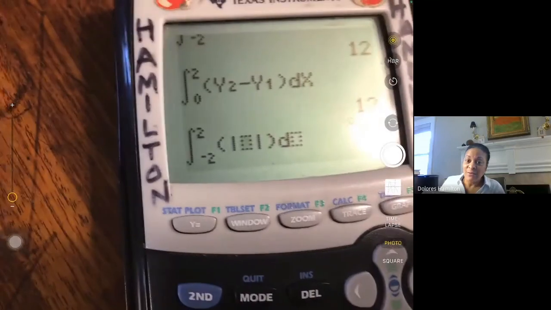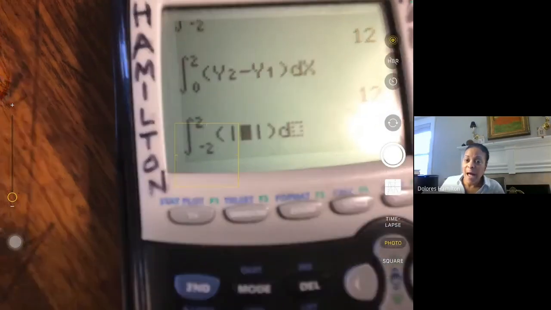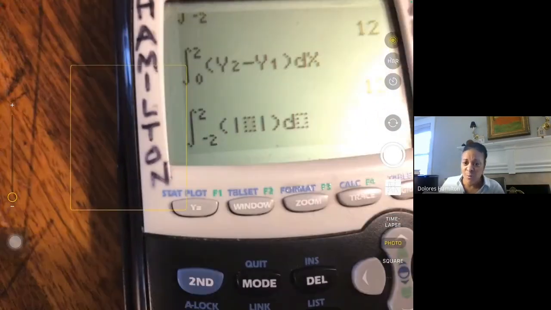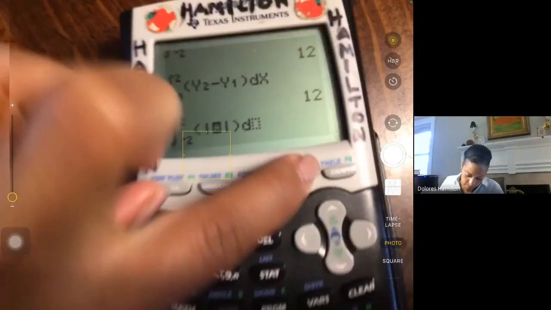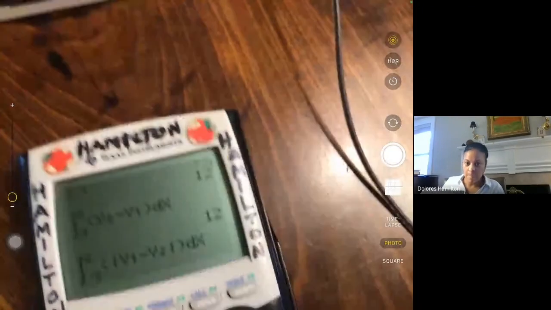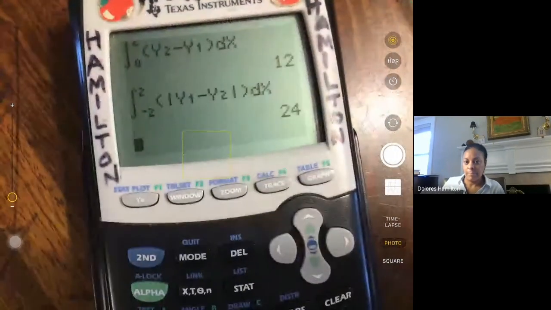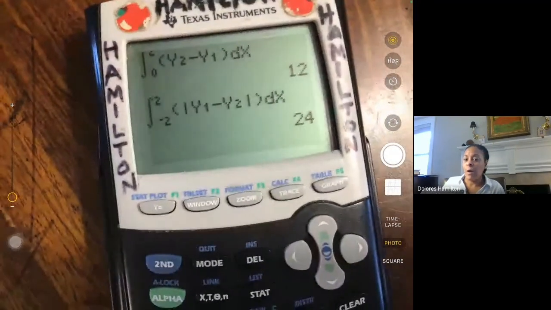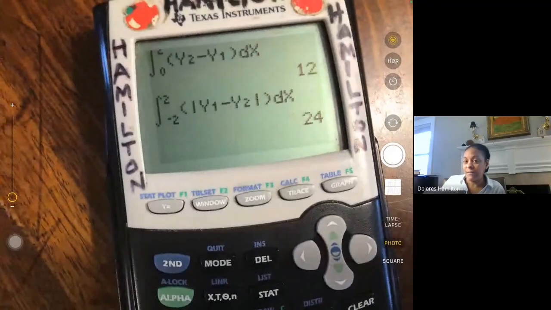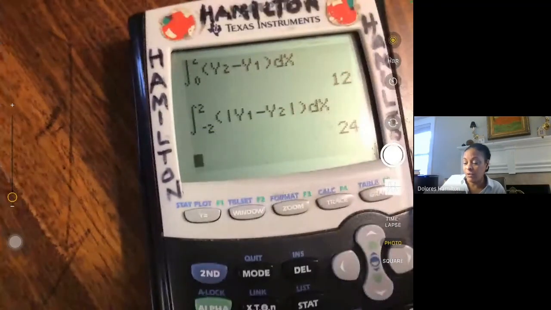Now this is useful just because I can do either y2 minus y1 or y1 minus y2. And if I do that all at once, I get 24 instead of having to do the two separately and getting 12 and 12.